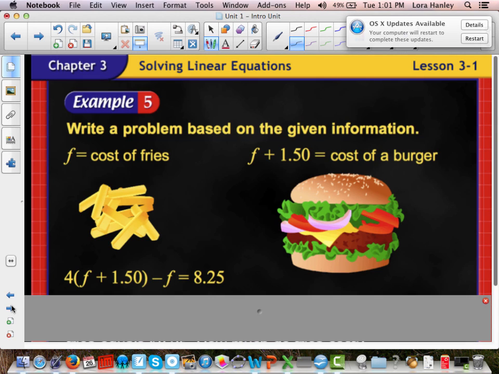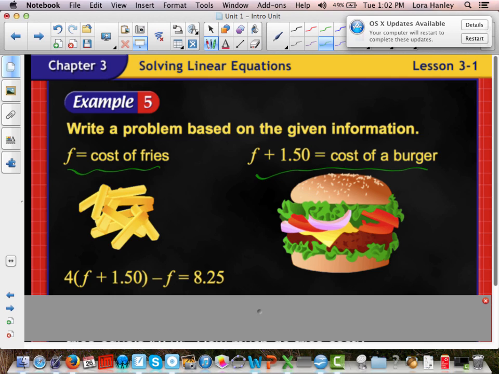In this last slide, we want to talk about translating an application or a word problem. So here they're telling us to write a problem based on the given information. F is the cost of fries. F plus 150 is the cost of a burger. So they've defined their variable, given us some extra information over here. And they've given us an equation. 4 times F plus 150 minus F equals 825.